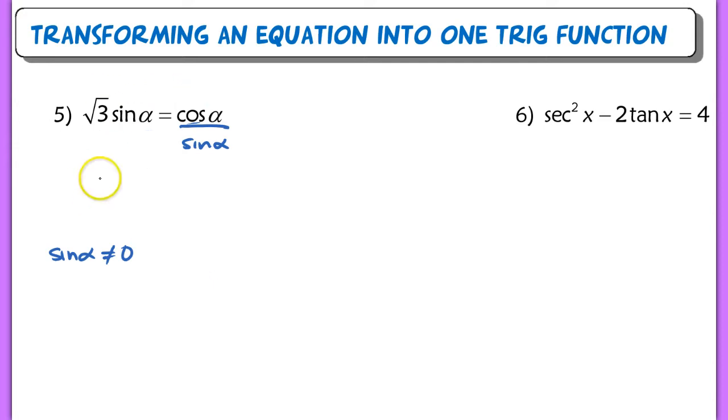So we end up with the square root of 3, oops, shouldn't have gotten rid of that. That cancels here and leaves me with the cotangent of alpha. So now I have one trig function as opposed to the 2 that I originally had. Okay, so now let's look at trying to solve this.